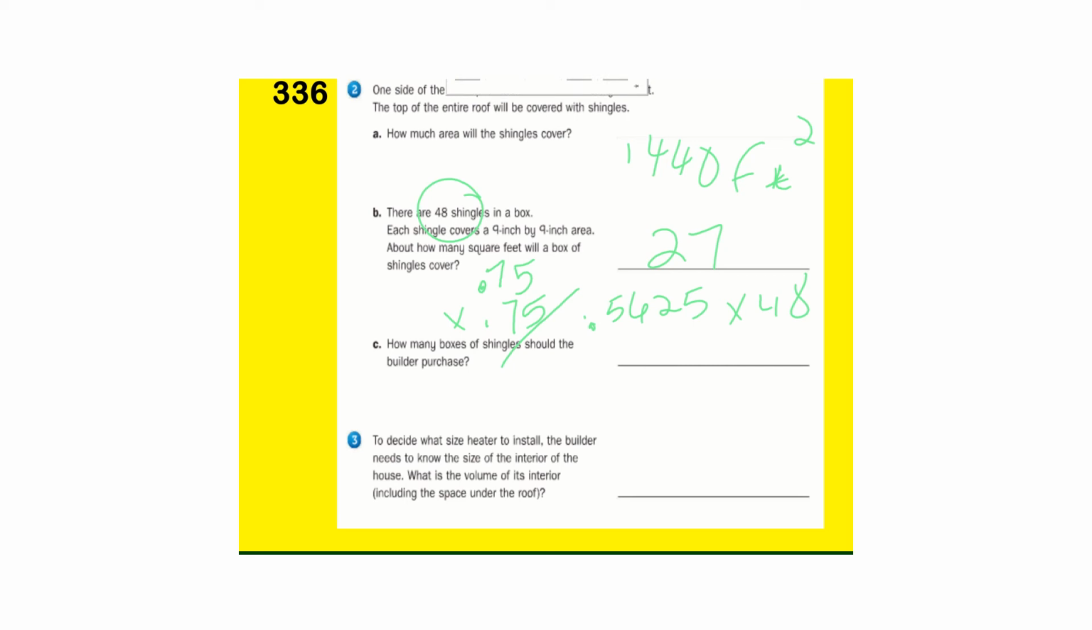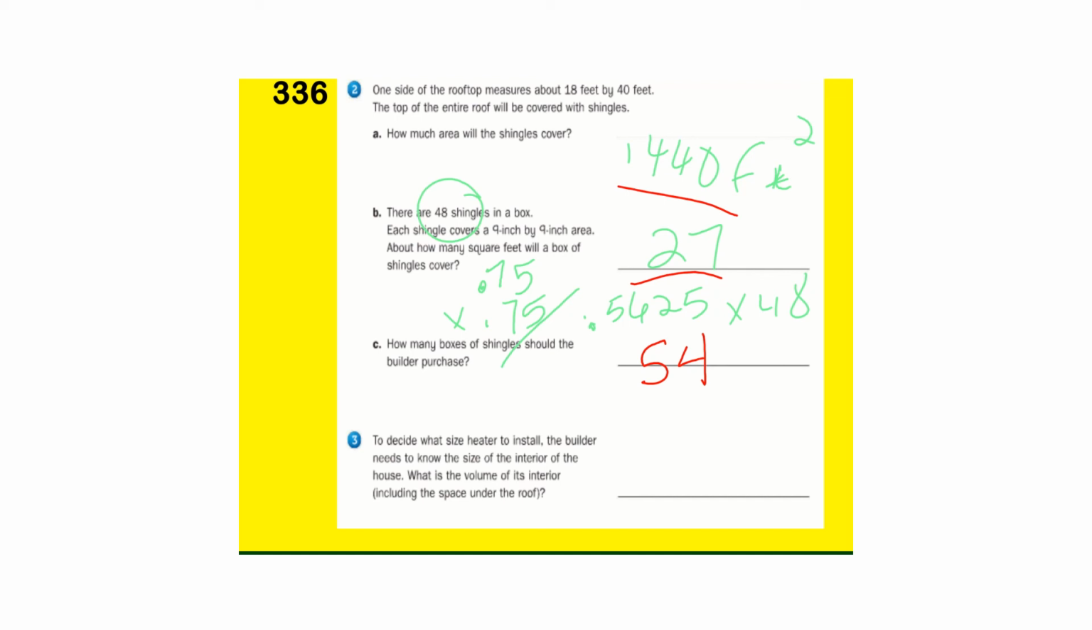So if we need 1440, take 1440 divided by 27, and it comes out to 53 1/3. So how many boxes do they need? They need 54 boxes.